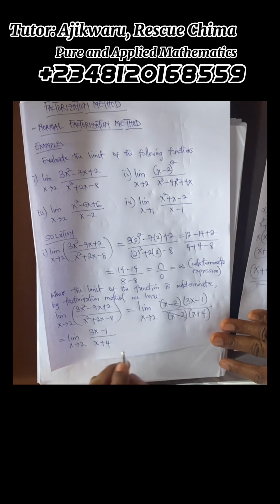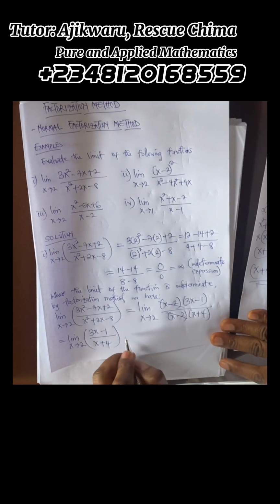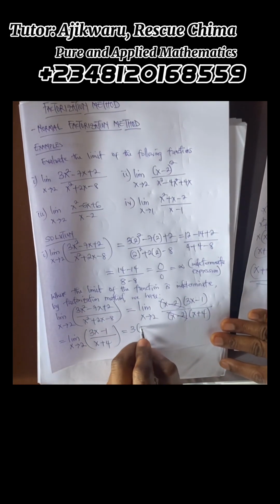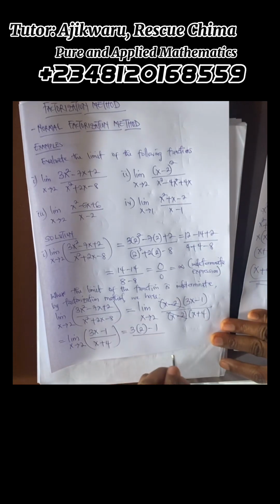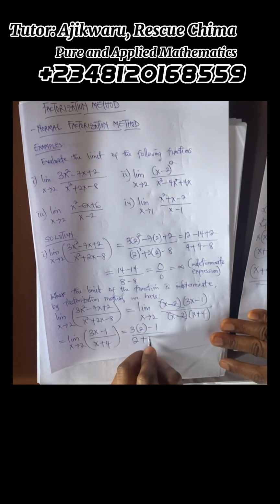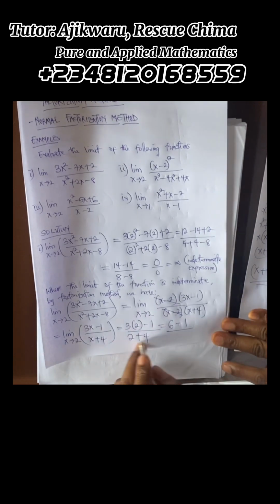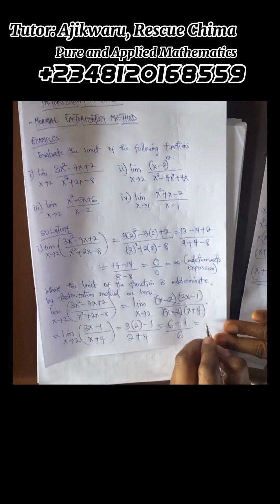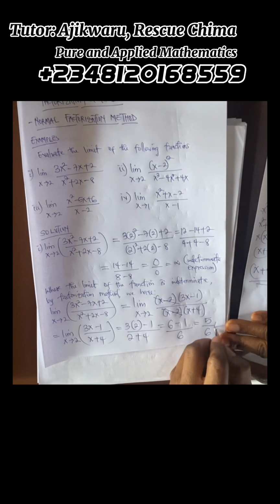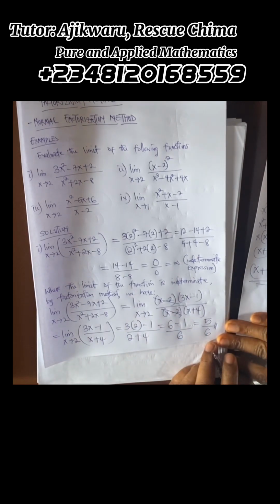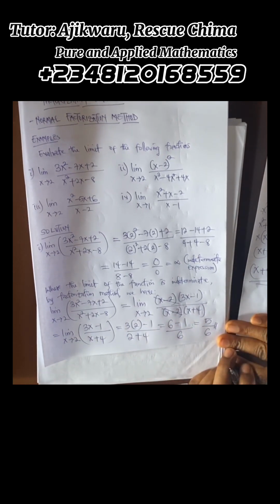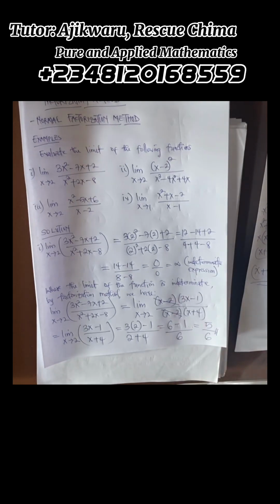At this point, you can now substitute the values of x. So this gives us 3 into 2 minus 1 upon 2 plus 4. This gives us 6 minus 1 upon 2 plus 4 is 6. This is 5 upon 6. And that's the limit of this function, 5 upon 6.